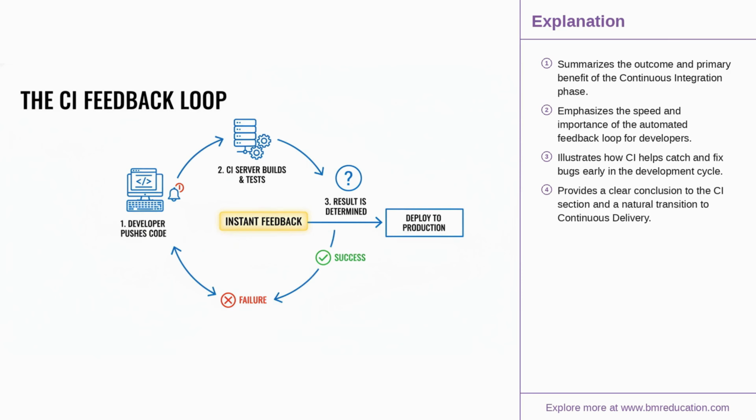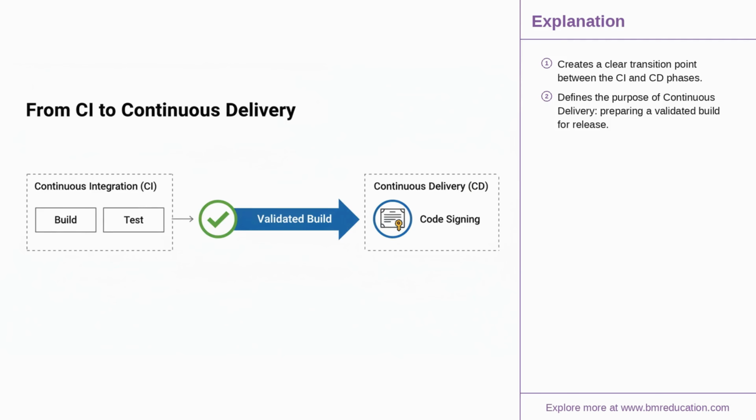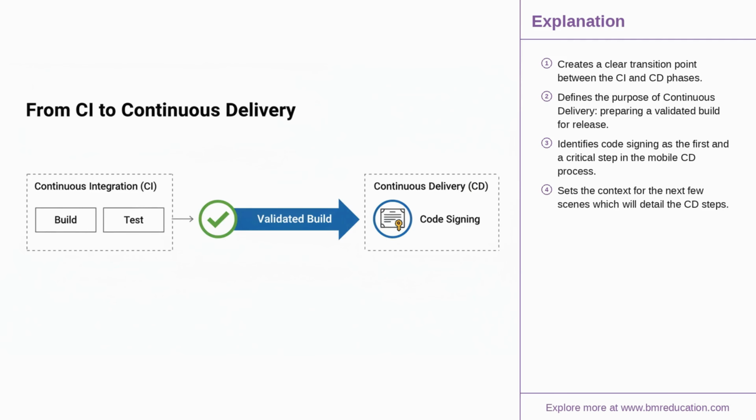The developer who pushed the code now receives automatic feedback. If the build or any test failed, they get an instant notification, often in Slack or email, with logs to help them fix the issue immediately. This rapid feedback loop is the core magic of continuous integration, preventing bugs from ever getting far. A successful CI run gives us a validated, tested build.